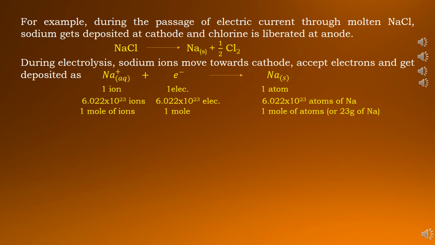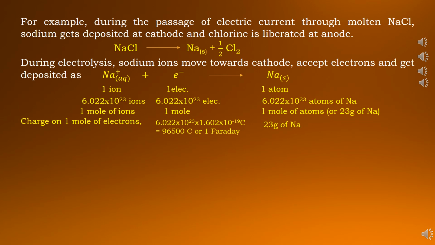If we have to find out the charge on 1 mole of electrons, then we have to multiply the Avogadro number of electrons with the charge of 1 electron, that is 1.602 × 10^-19 coulomb. This value comes out to be 96500 coulombs, or we can say 1 Faraday of charge. So we can say that 1 Faraday of charge can deposit 23 grams of sodium on the cathode.